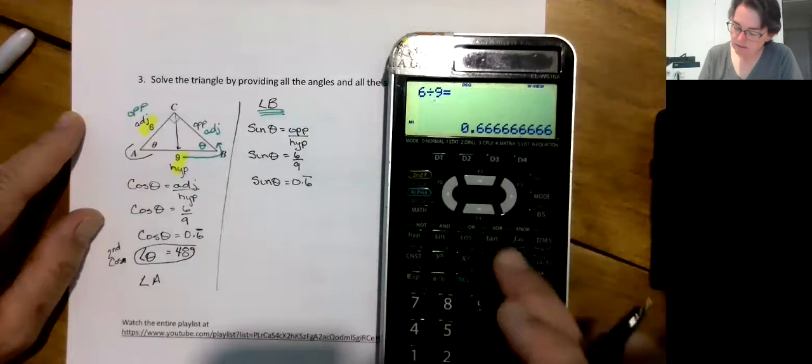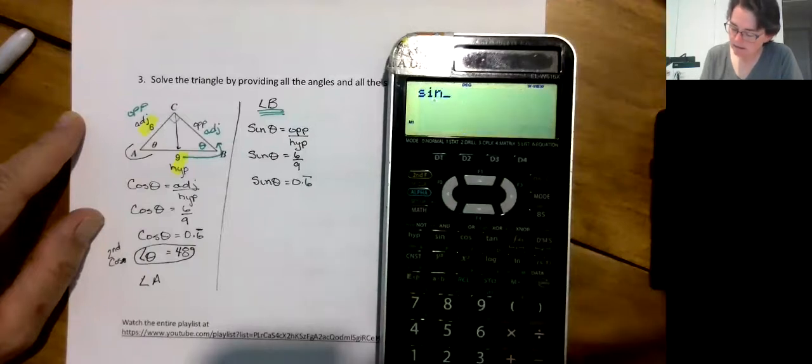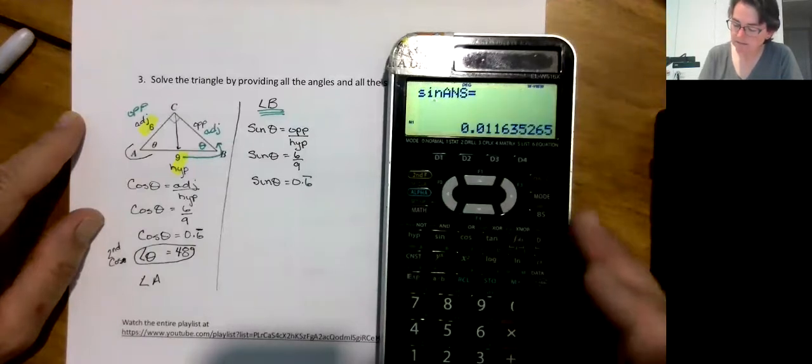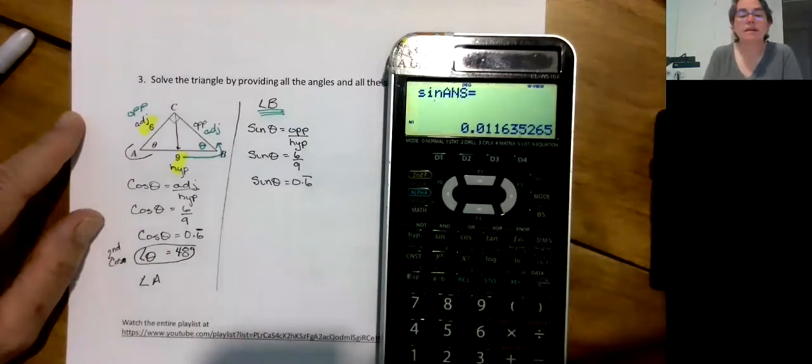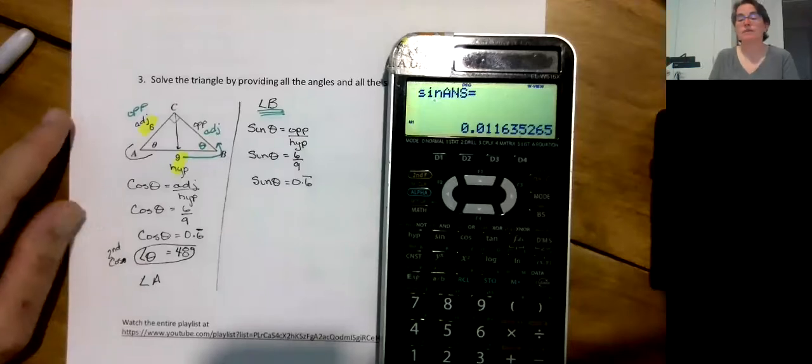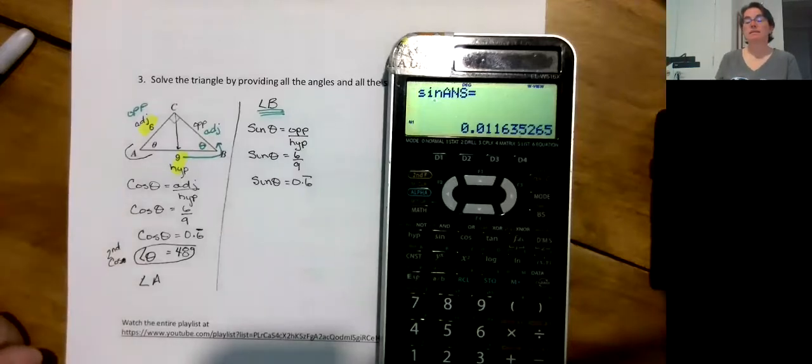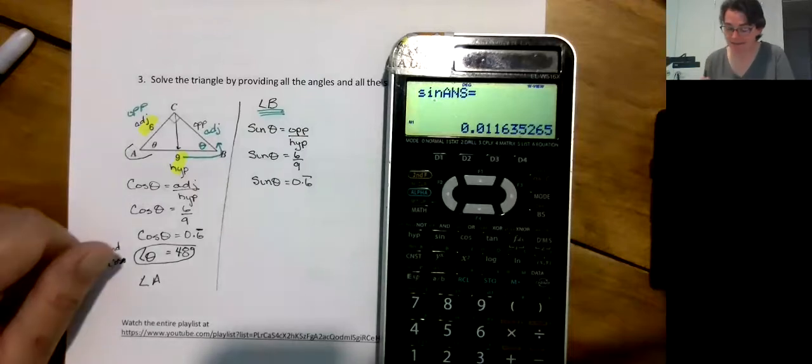And then we go sine and enter. Whoa, okay. And then every once in a while you do something really stupid and you can see there's no way that that's my answer. What did I do wrong? Yeah, I should have gone second sine, not sine.